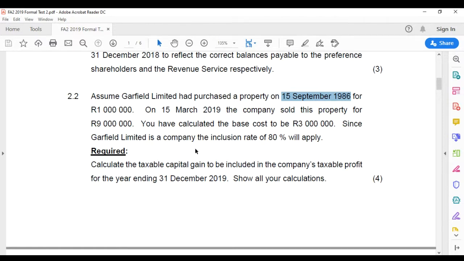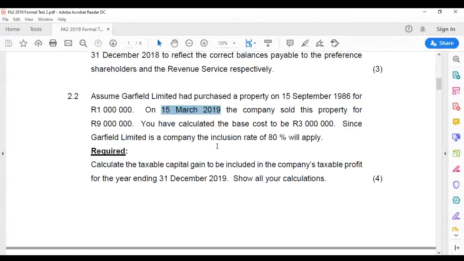So now we've applied that formula and we have calculated that theoretically the value of that asset that we have now disposed of would have been 3 million rands on the 1st of October 2001. So only that growth from that date, which we have calculated as the base cost of 3 million rands, up till the date that we disposed of it, which was on the 15th of March 2019, is regarded as a capital gain.